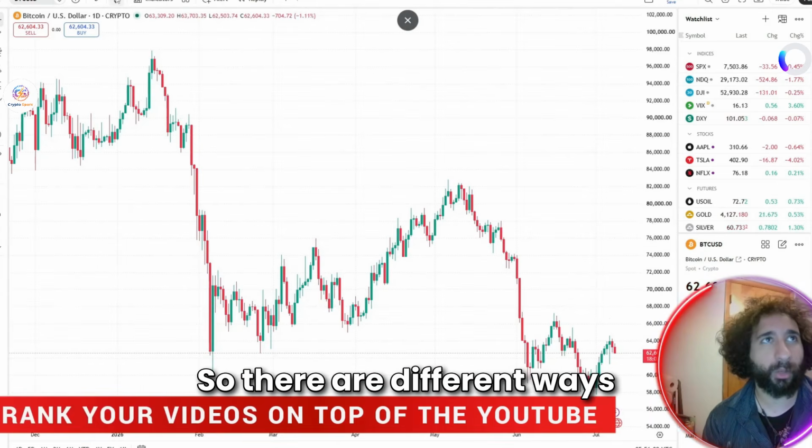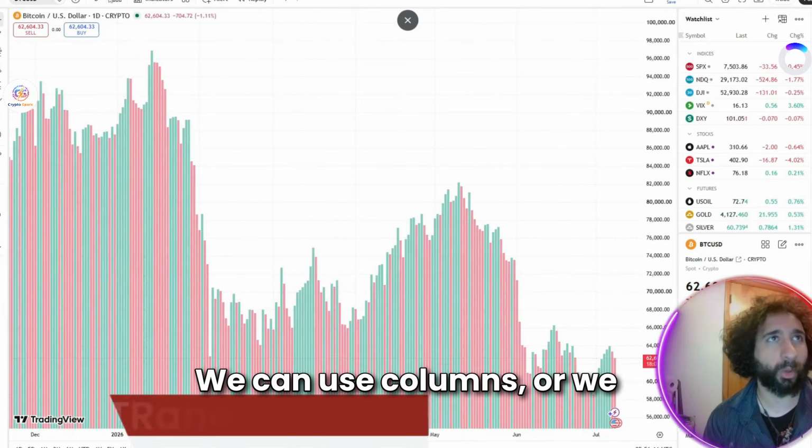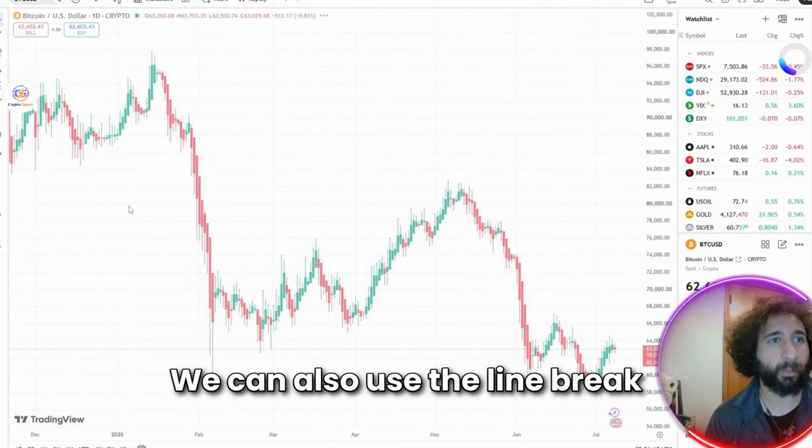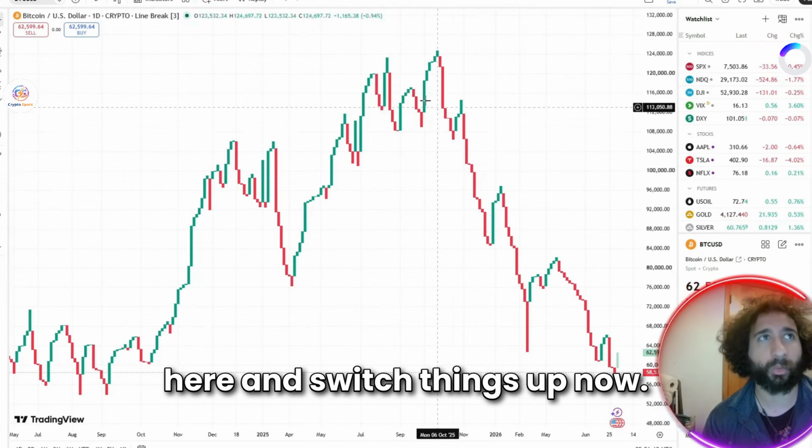So there are different ways to change this around. We can use columns or we can use the high and low. Some people prefer the Heikin Ashi. We can also use the line break here and switch things up.